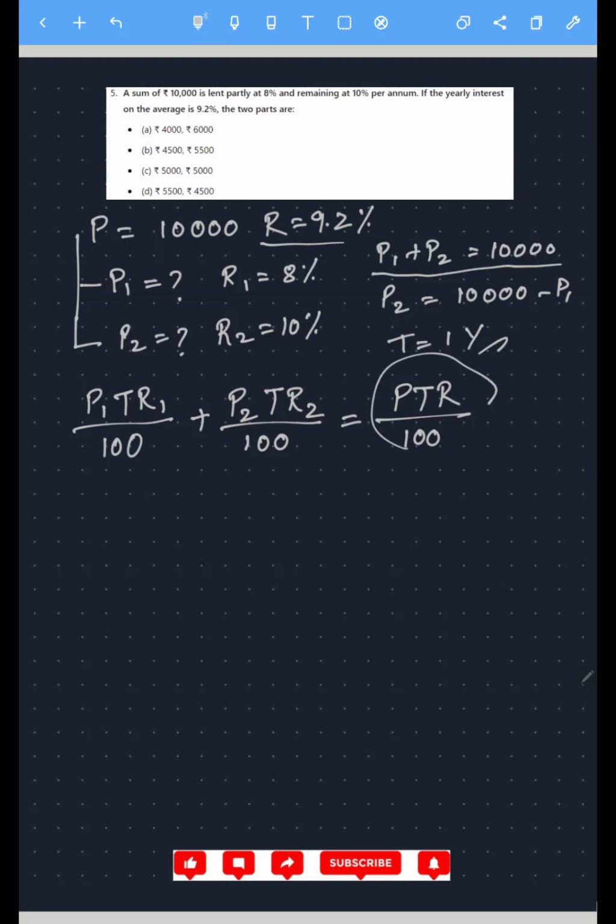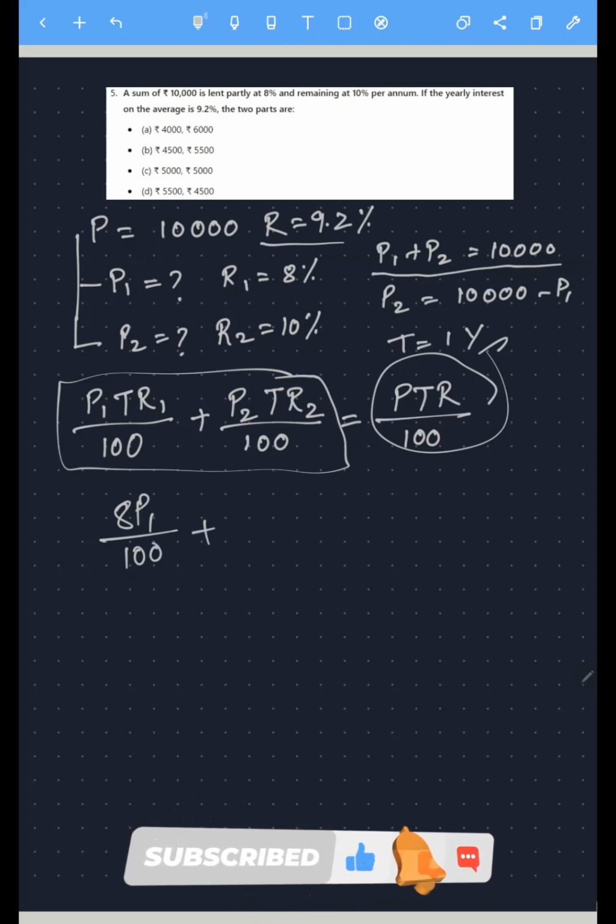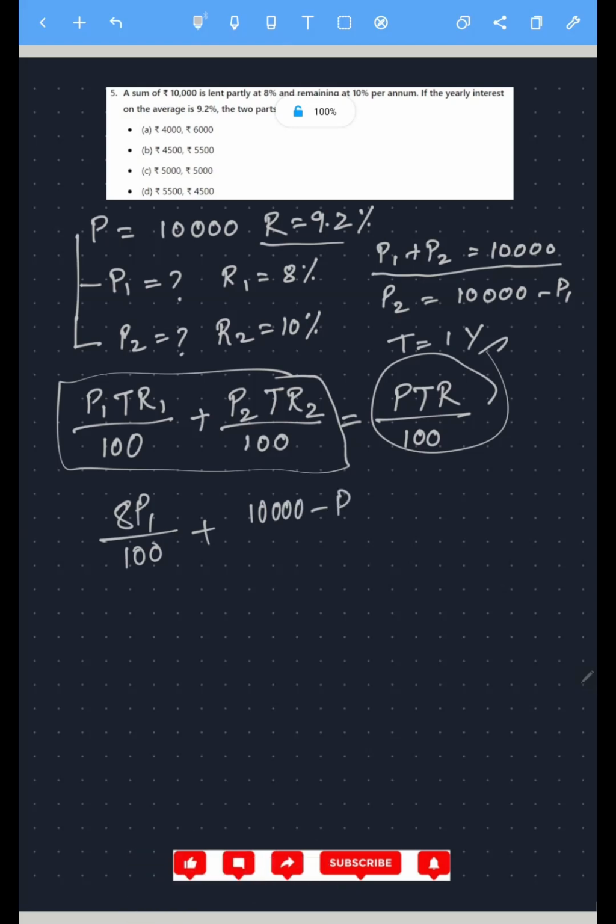So 9.2% yield has been figured out, we have to figure out from this formula. And these are the two simple interests that we have to receive in two pieces. So the substitution will give us here 8P1 divided by 100 plus, here what we'll do is we'll go directly here 10,000, because we want only P1 so that we can solve it easily, into 10 divided by 100 equals 9.2 into 10,000 divided by 100.